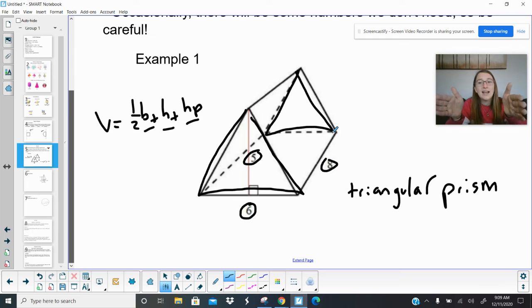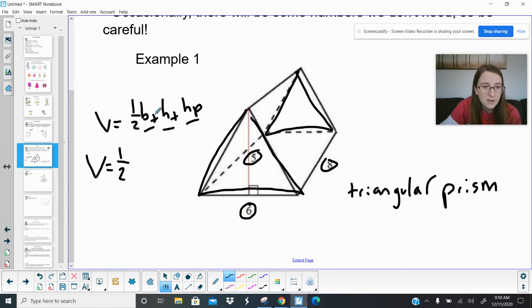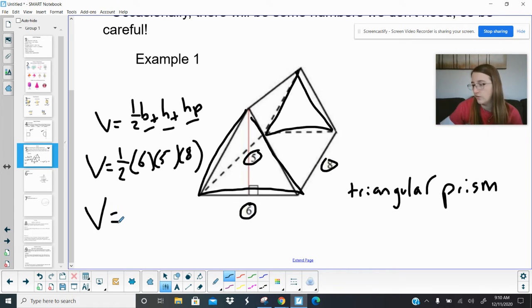Again, when we say height of a prism, we mean if we were to stand it up onto the triangle bases, that height would be 8 there. So let's go ahead and plug this in. We have 1/2 base times the height, which just ends up being 6 times 5 times 8. If I did 8 times 5 times 6, or 6 times 8 times 5, you'll get the same answer. So as long as you know what 3 numbers you need, for a prism at least, the numbers can get jumbled up and you can get the right answer.